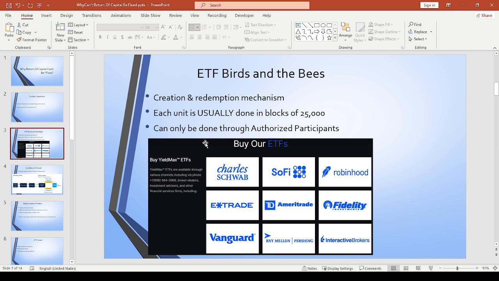Basically, there's something called the creation and redemption mechanism, and each time you create what they call a unit, it's almost like an initial public offering in a way. Each time there's a lot of demand for a certain ETF, they have to create these units, which are usually done in blocks of 25,000 shares, and they can only be done through authorized participants.